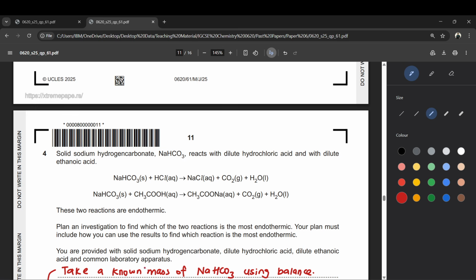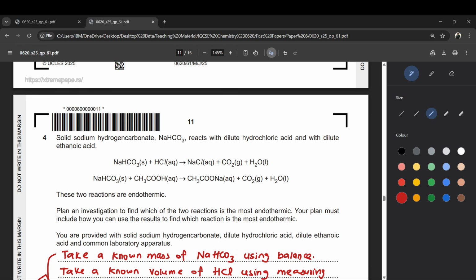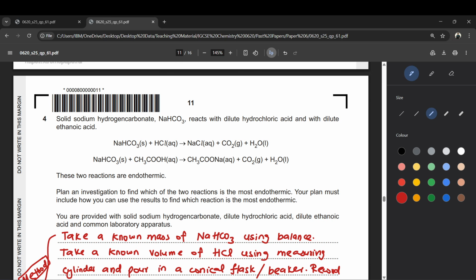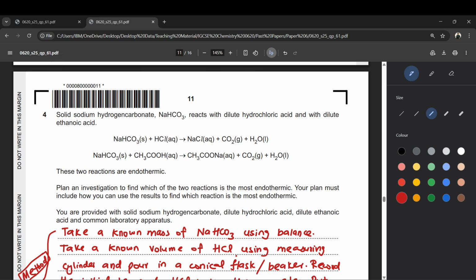First step is to take a known mass of sodium hydrogen carbonate using a balance, because we know it's a solid substance, so you will be using a balance. Okay, so this is what we have to mention. Then take a known volume of hydrochloric acid using a measuring cylinder and pour it into a conical flask or a beaker. You also have to mention where you are going to place your contents, where you're going to mix your reactants.